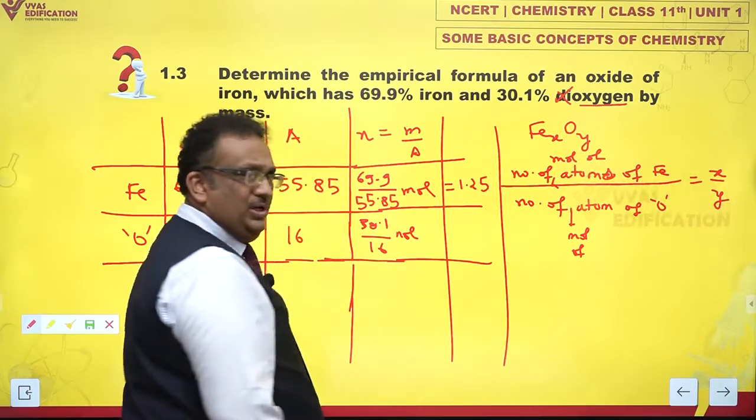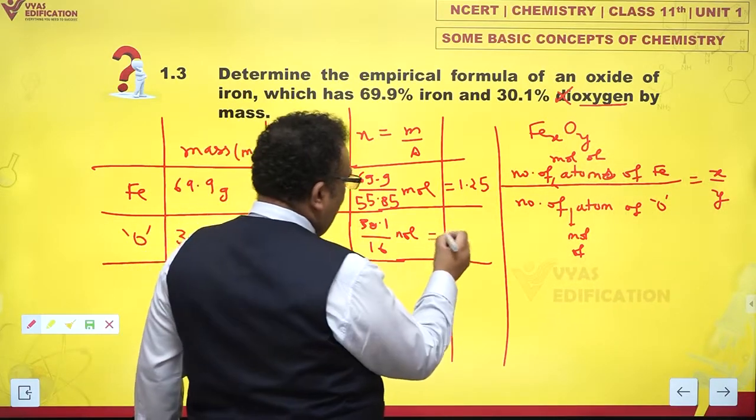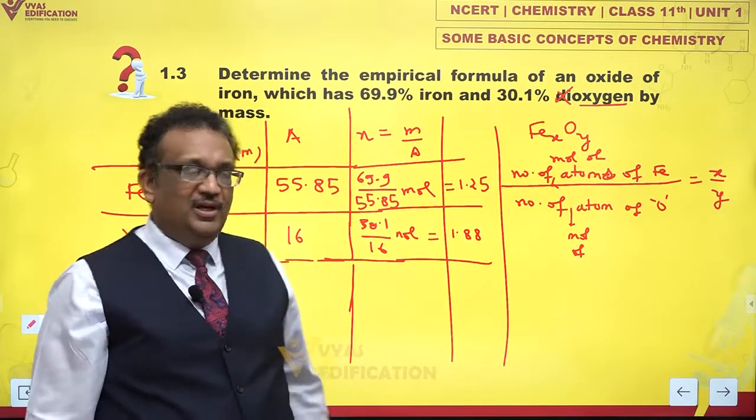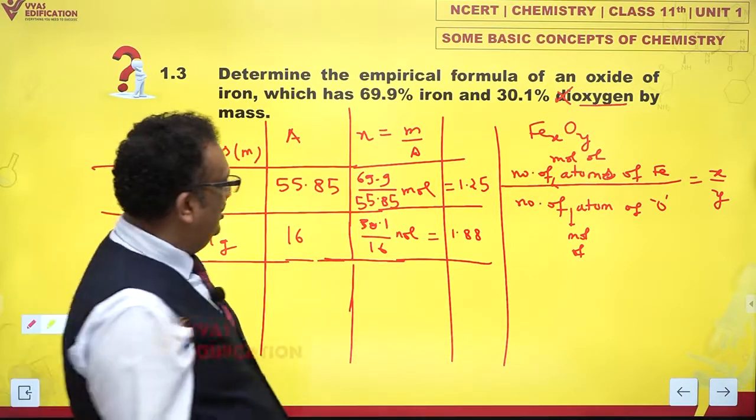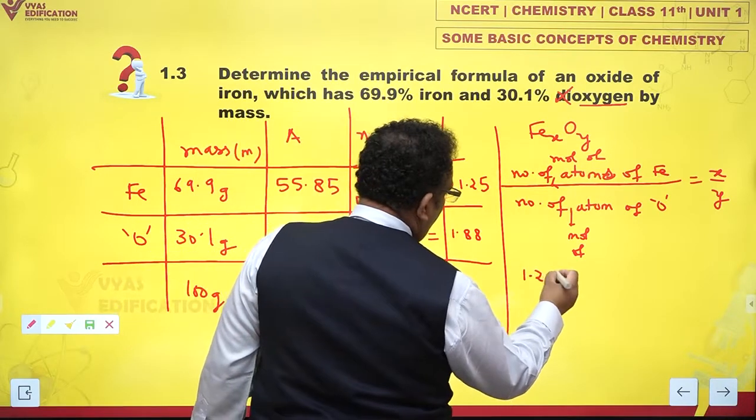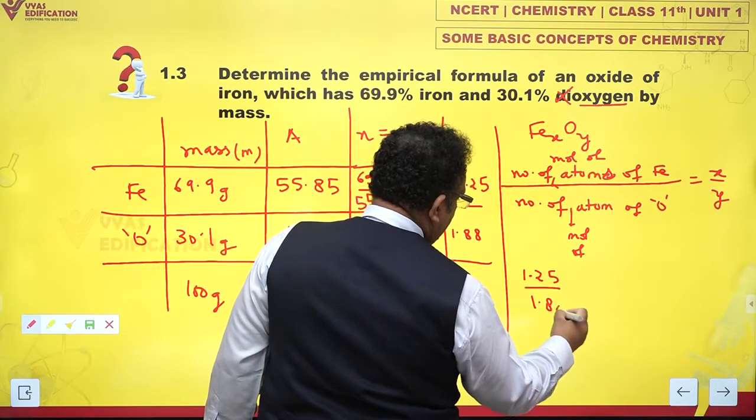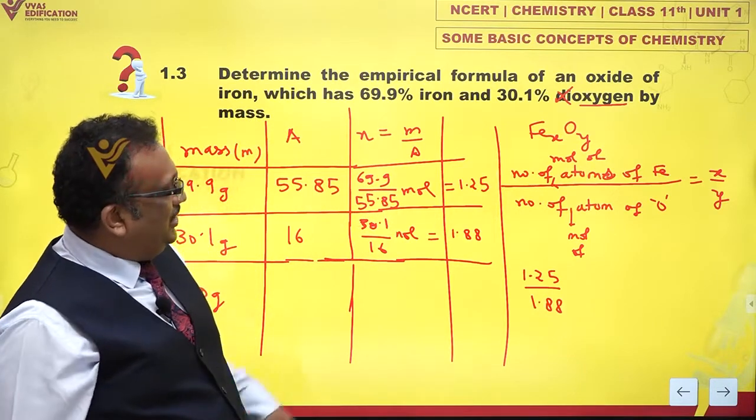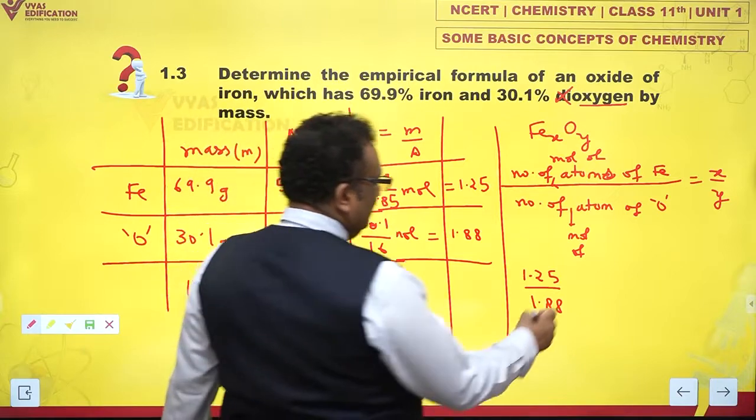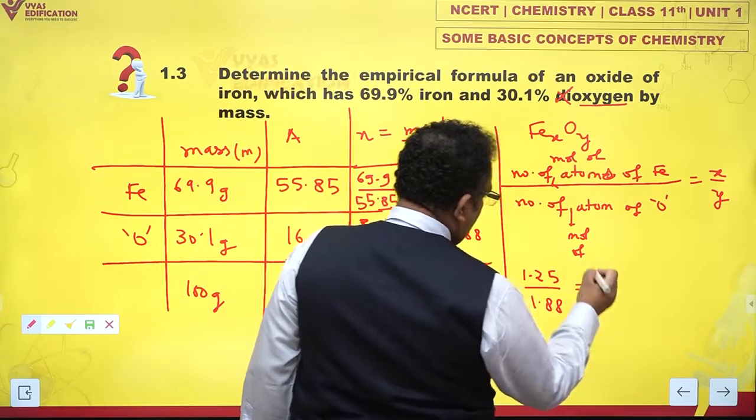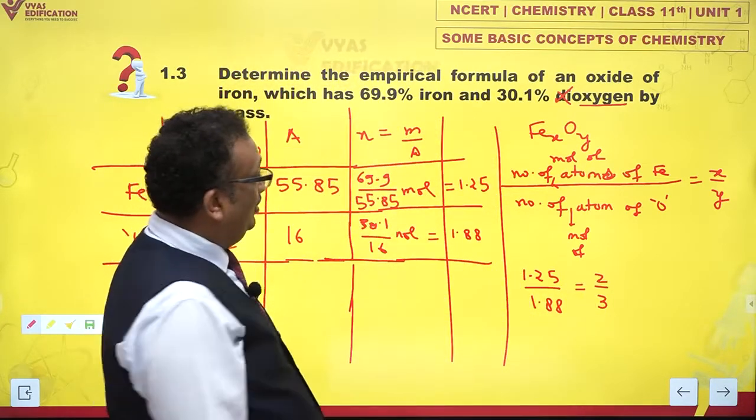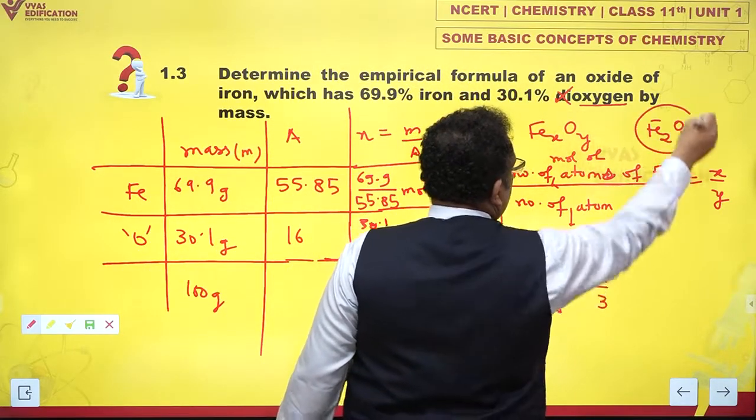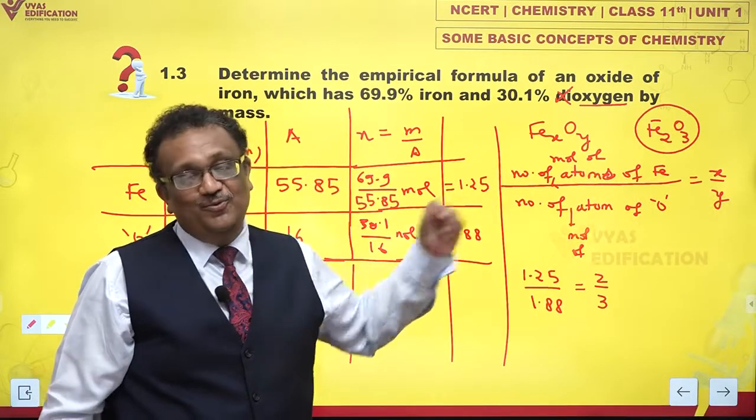You can happily calculate and see. And this comes out to be 1.88. Oh my God, what do I do? Take a ratio. And if you take a ratio, what do you get? Well, 1.25 by 1.88. If I try for an integer ratio, it comes out to be around 2 by 3. Okay, so it is Fe2O3. Yes, my dear, it comes out to be Fe2O3.